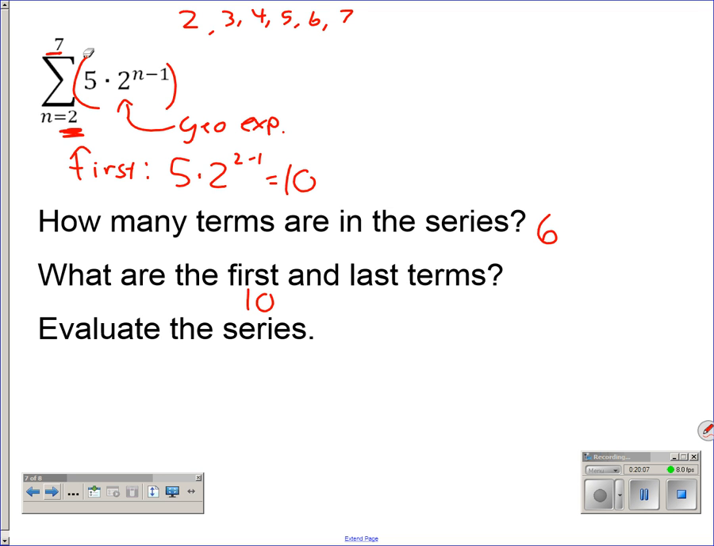All right, if I want my last term, what do I plug in? 7. We're going to the 7th term, so we plug 7 in for n. That's 5 times 2 to the 7 minus 1 power. Which is equal to, what is it? 640, thank you.